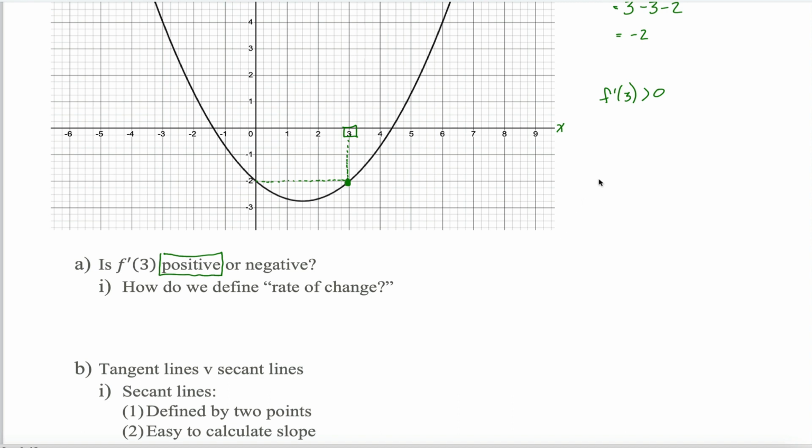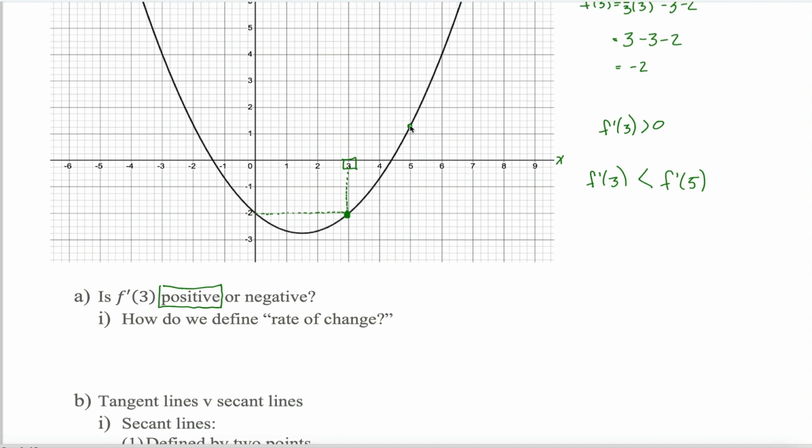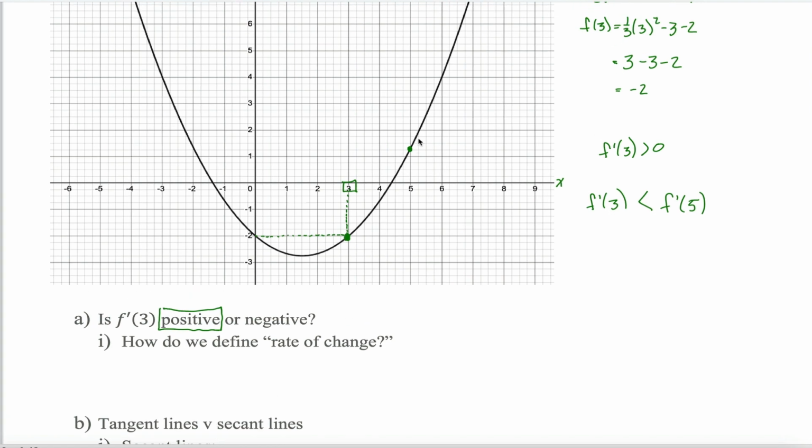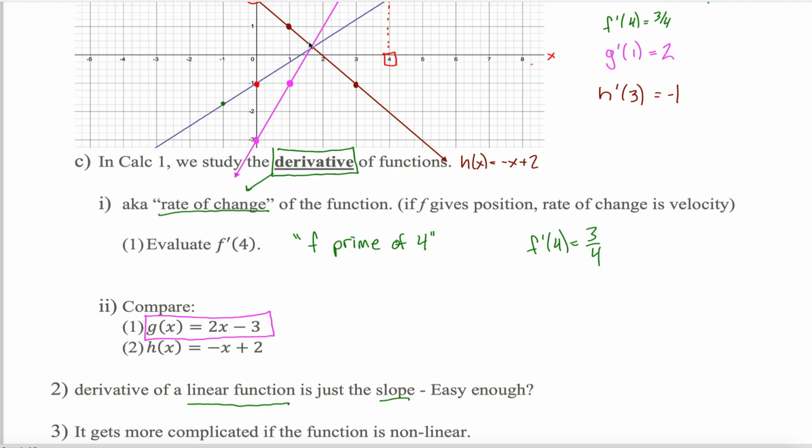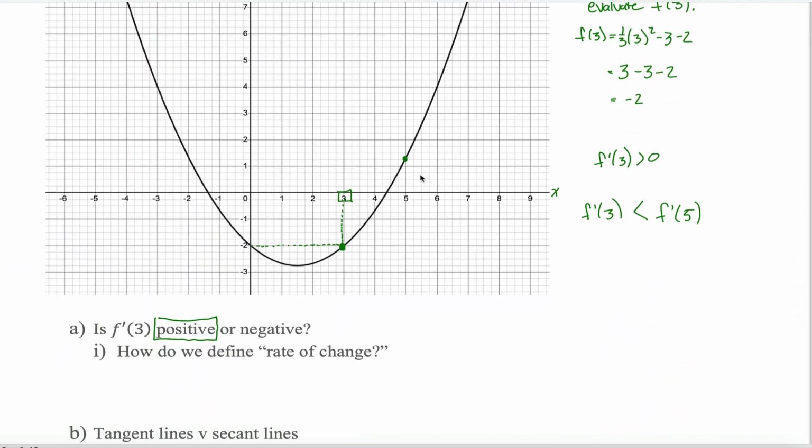What if I asked you to compare f prime of 3 and f prime of 5? Could you tell me which of those two numbers is larger? If you're thinking that f prime of 5 would be larger, that's fantastic. Why? Because f prime of 5 is talking about the slope, big air quotes around that word, of the graph at this point. Why do I have to put air quotes around the word slope? Because slope is a word that's only defined for straight lines. And we don't have a straight line, we have a curve.